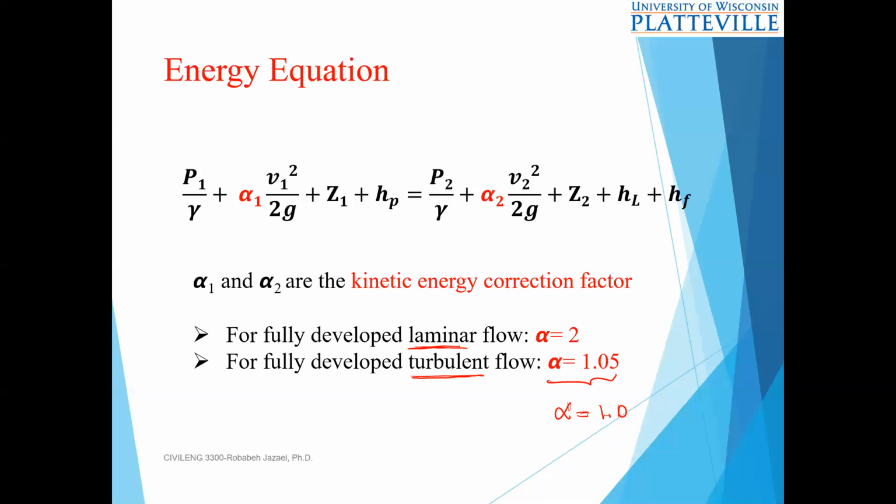So if in the problem alpha is not given, just assume it's 1. And you know, in most engineering applications in civil engineering, it's transitional or turbulent flow. All right, let's see how we can find friction factor for turbulent flow.